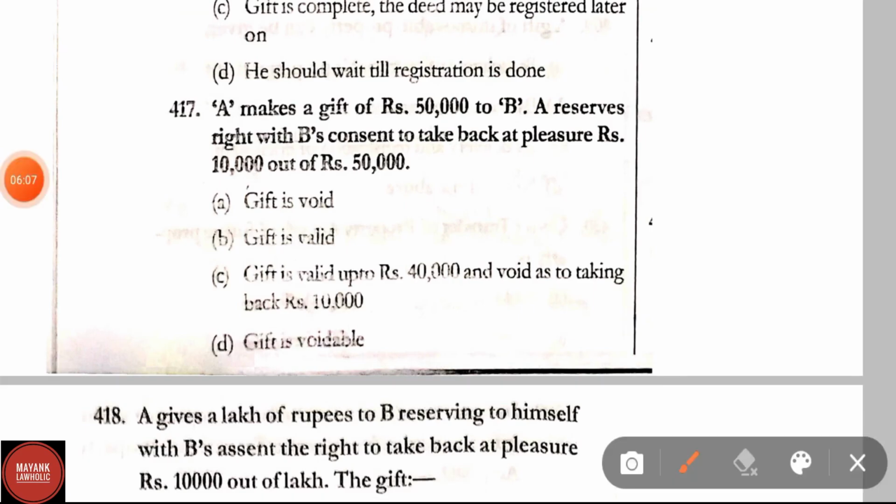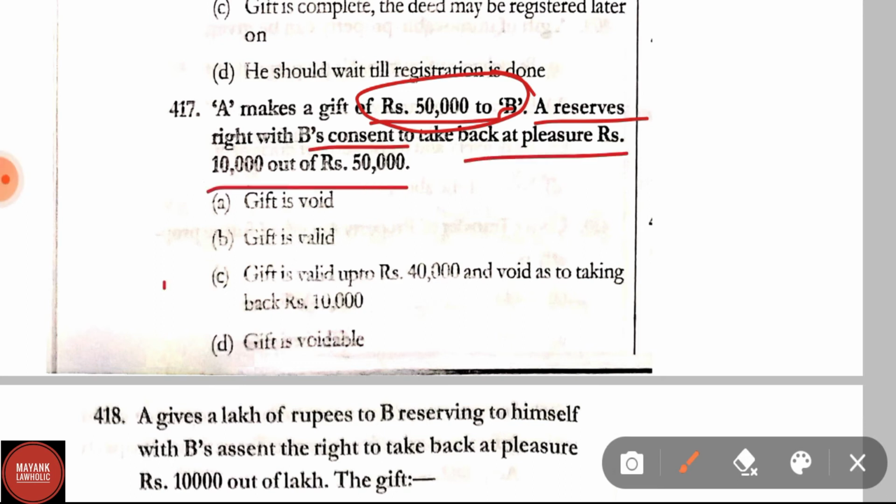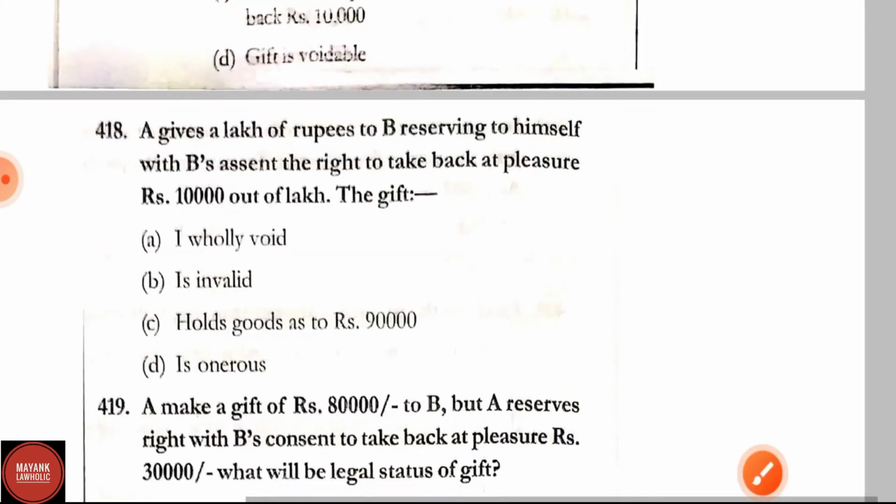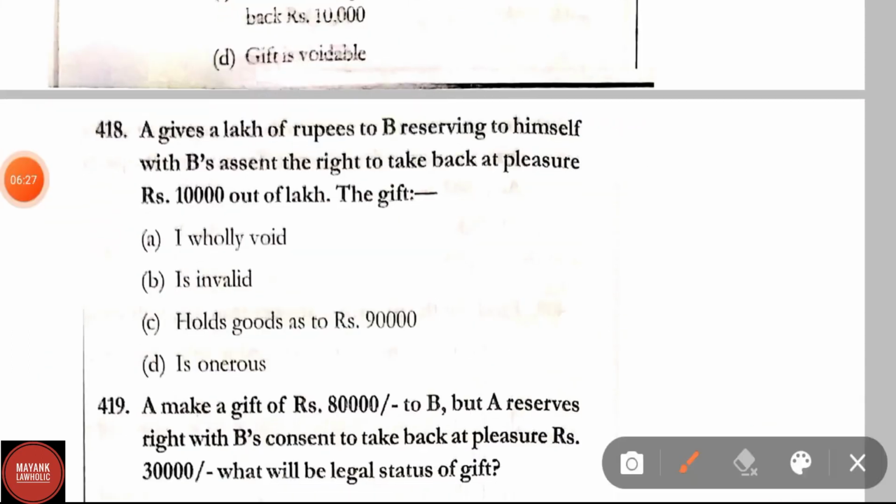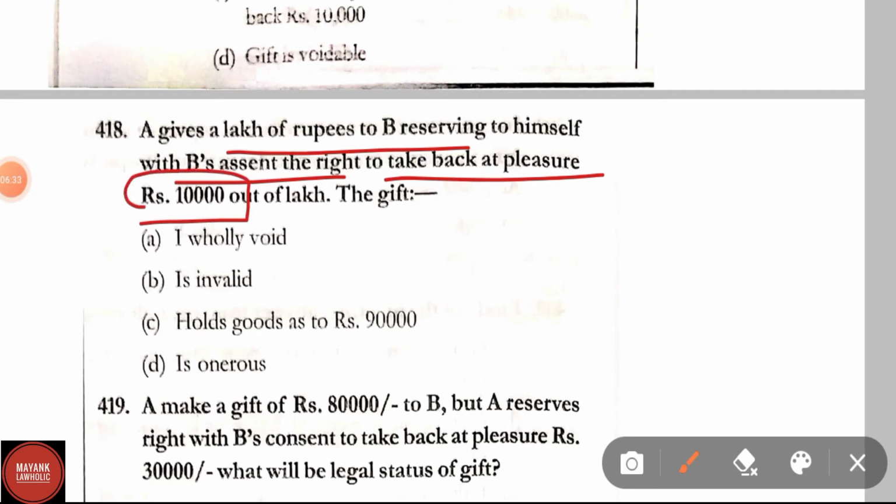Question number 417. A makes a gift of rupees 50,000 to B. A reserves the right, with B's consent, to take back at his pleasure rupees 10,000 out of rupees 50,000. Here in this case, gift is valid up to rupees 40,000 and void as to the taking back of rupees 10,000. Question number 418. A gives a lakh of rupees to B, reserving to himself, with B's assent, the right to take back at his pleasure rupees 10,000 out of the lakh. The gift holds good as to rupees 90,000.